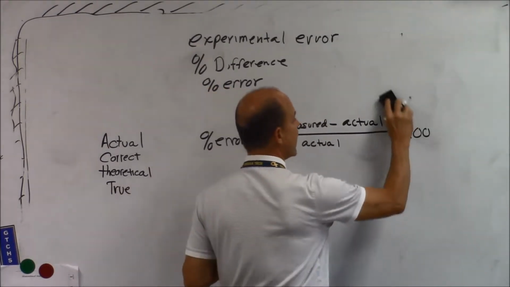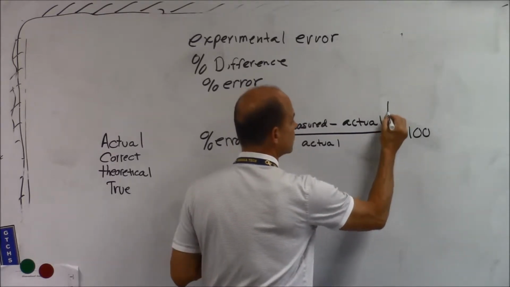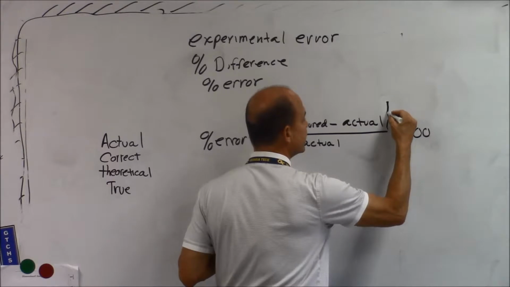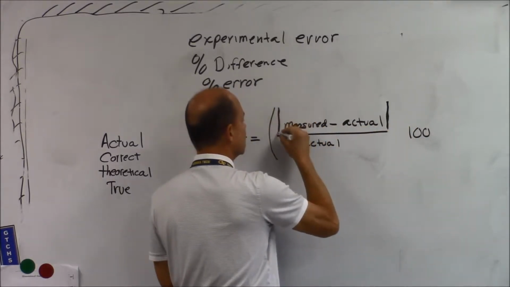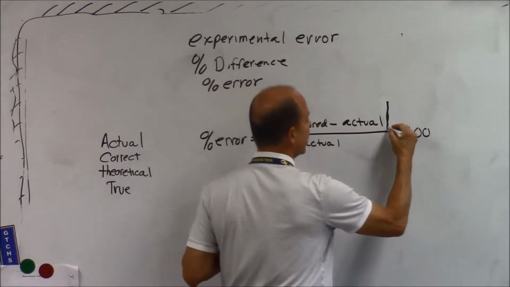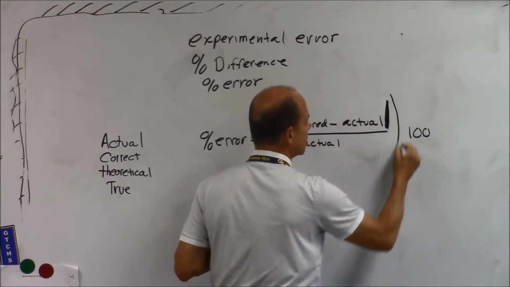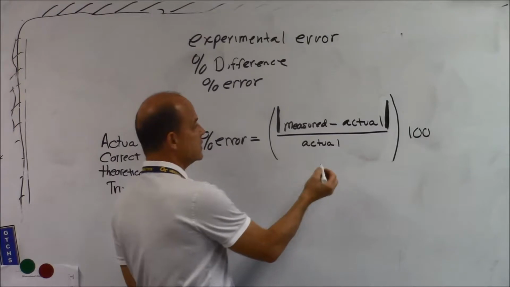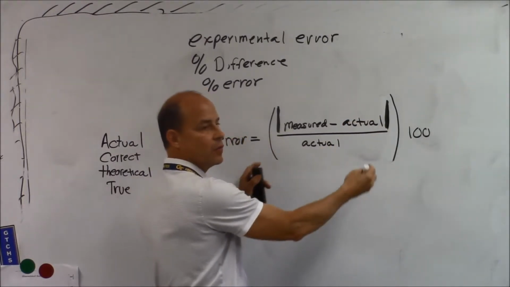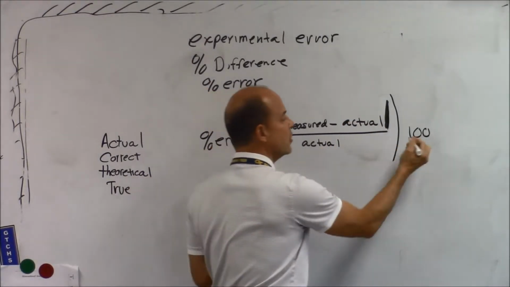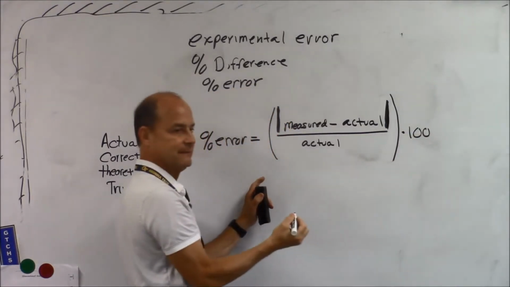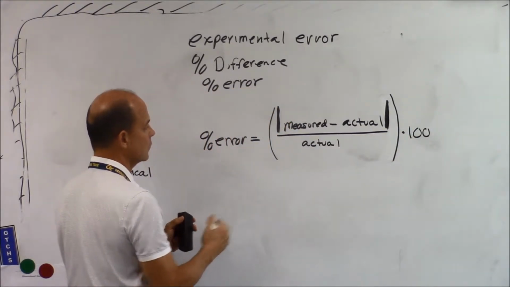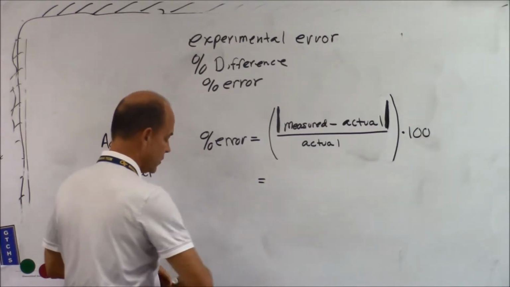Have you guys talked about absolute value? Okay, so I need to put these bars up at the top. That means absolute value. I'll make them big and dark so you don't think it's an L or an I. All right. And then it's important that I put these brackets here because I want you to do this first before you multiply it times 100, okay? This is called the percent error.